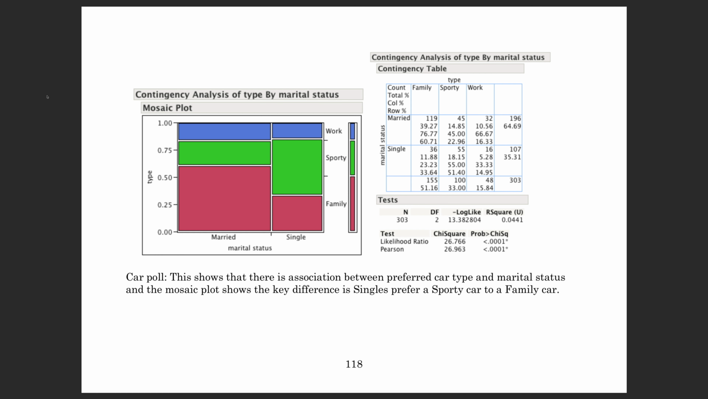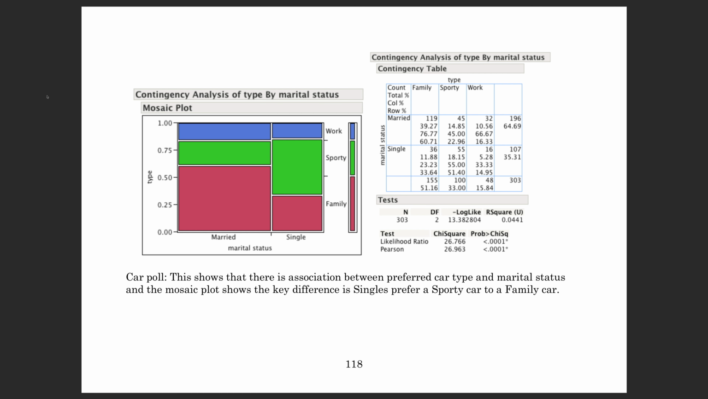So in other words, the statistical test tells us, yes, there is some association between marital status and car type. We can see what that is from the graphic. It's clear that married men are more likely to choose a family car and single men are more likely to choose a sporty car, but the proportions who choose work cars are similar. So that's not really important. It's really that choice between a sporty car and a family car.